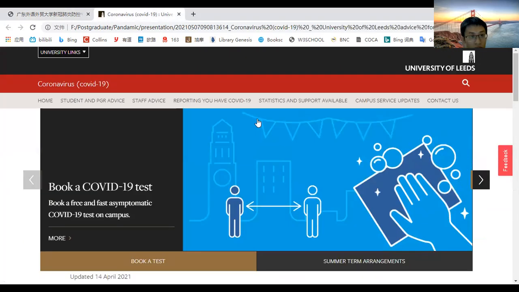The situation of the University of Leeds is totally different. We can see that the navigation soon is divided into 7 categories. The first one is homepage, and the second and third ones are individual advices, such as the student and postgraduate research advice and staff advice. The fourth one is reporting you have COVID-19. It means the symptoms after contracting the virus and the measures you must take to counteract the COVID-19 virus.